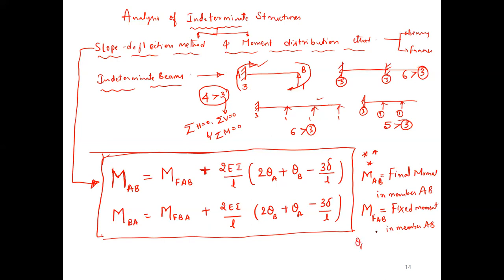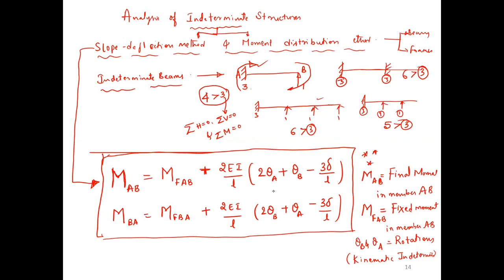Now, what are theta B and theta A? Rotations at B and A, or in other words, they are called kinematic indeterminants. Then definitely this is a displacement method. Why are we talking about displacement, theta A, theta B? They are all kinematic indeterminants. Hence, this method is a displacement method. Slope deflection method is a displacement method.